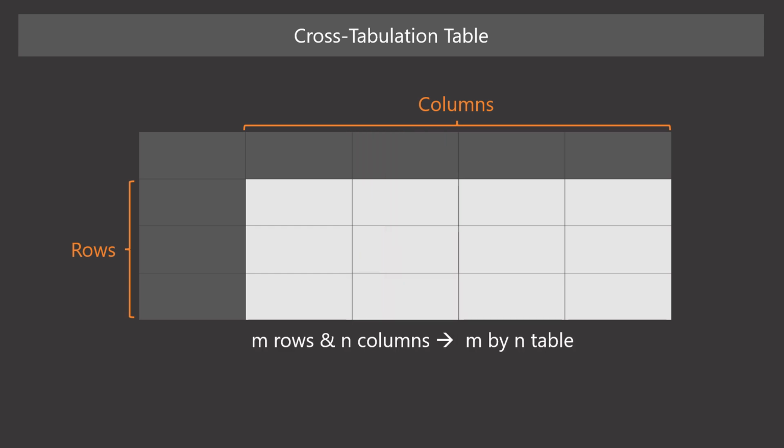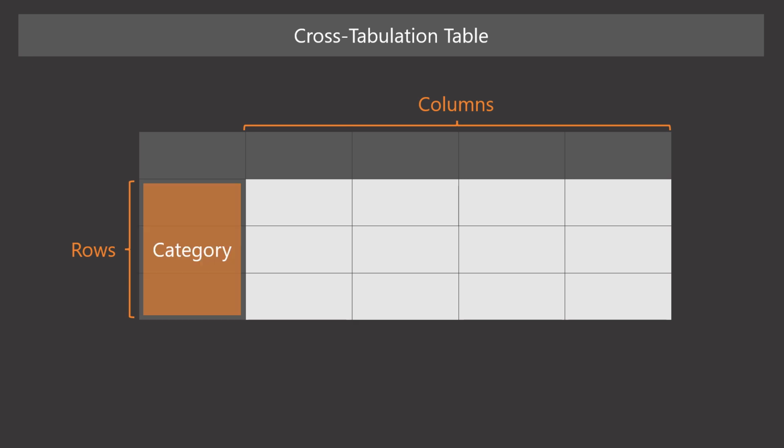And to represent the dimension of a cross-tabulation table, we usually use a notation of row by column. If the table has m rows and n columns, we can call it m by n table. So, in this case, the cross-tabulation table has 3 rows and 4 columns. So, we can call it a 3 by 4 table.